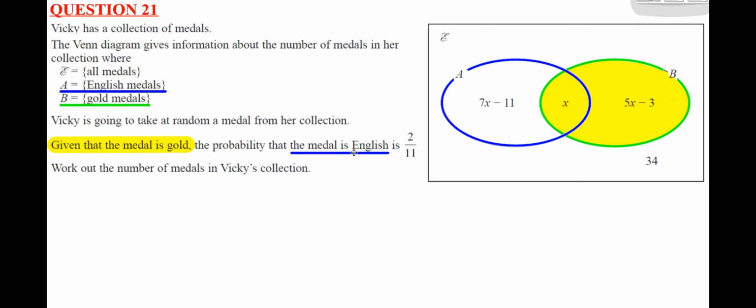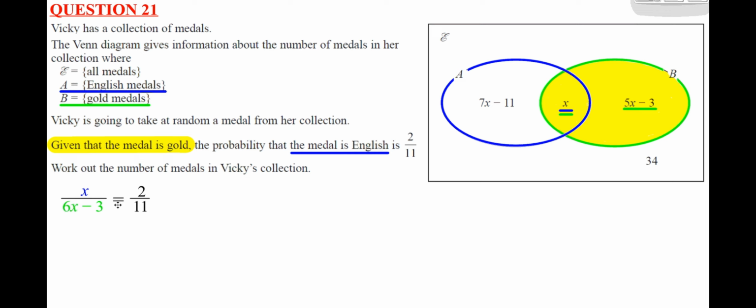So the medal being English is 2/11, like I've said, and the English and gold ones are x, and the gold ones are x and the 5x minus 3. So as a fractional equation, we've got x out of 6x minus 3. The English ones out of all the gold must be the same as 2/11ths.